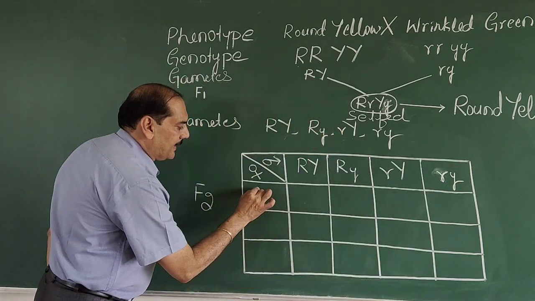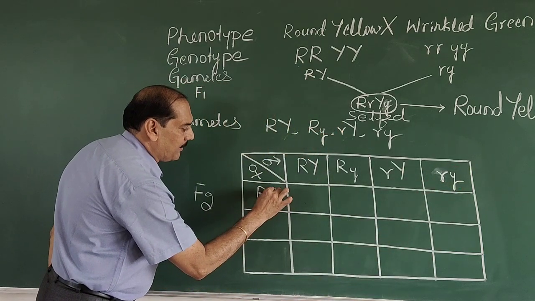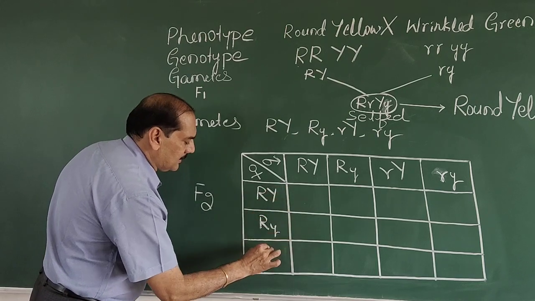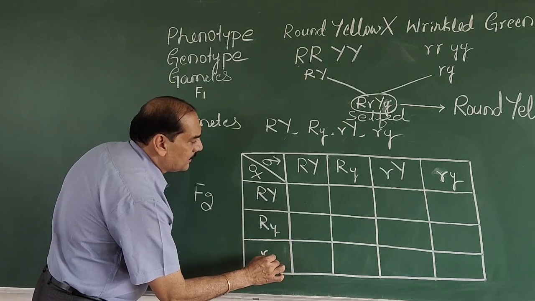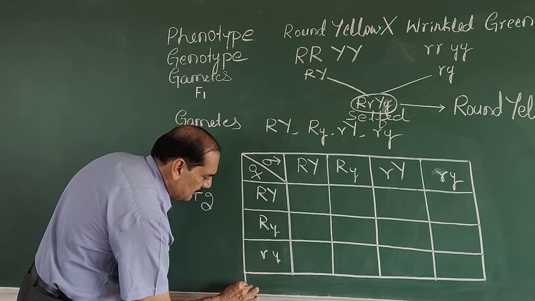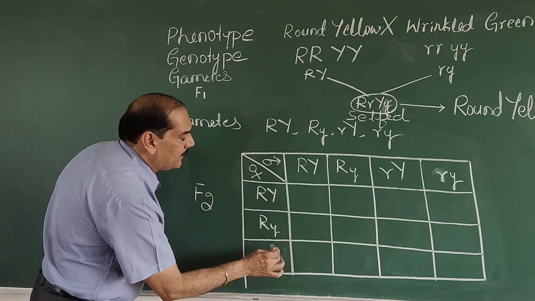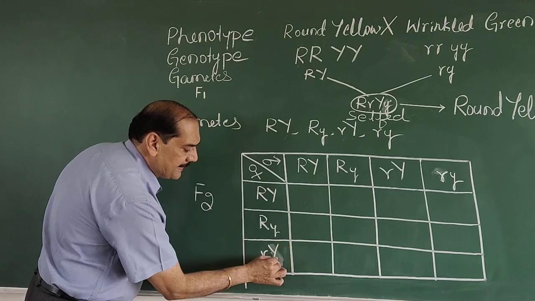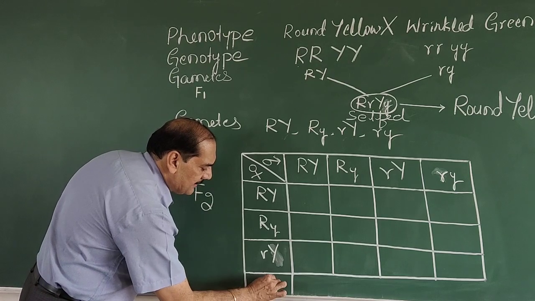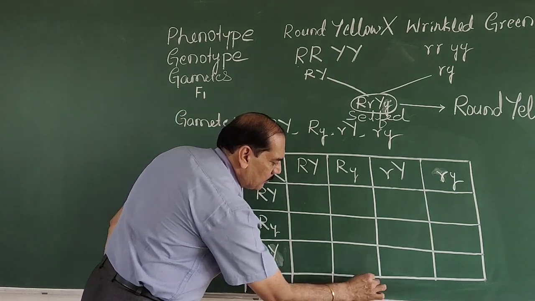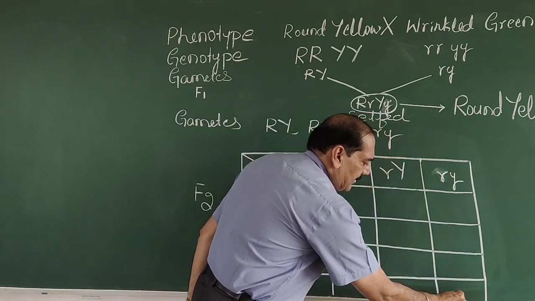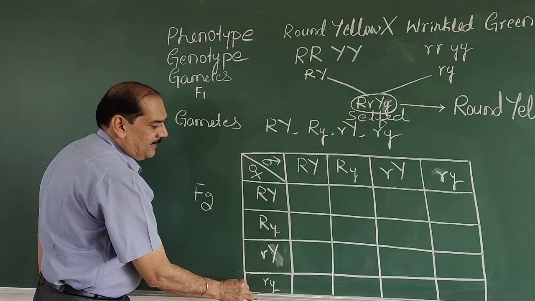Here also we have to take capital R, capital Y, capital R, small y, small r, capital Y, which means wrinkled yellow, and one more box here. This is small r and small y, wrinkled green. One more box required to show the dihybrid cross.